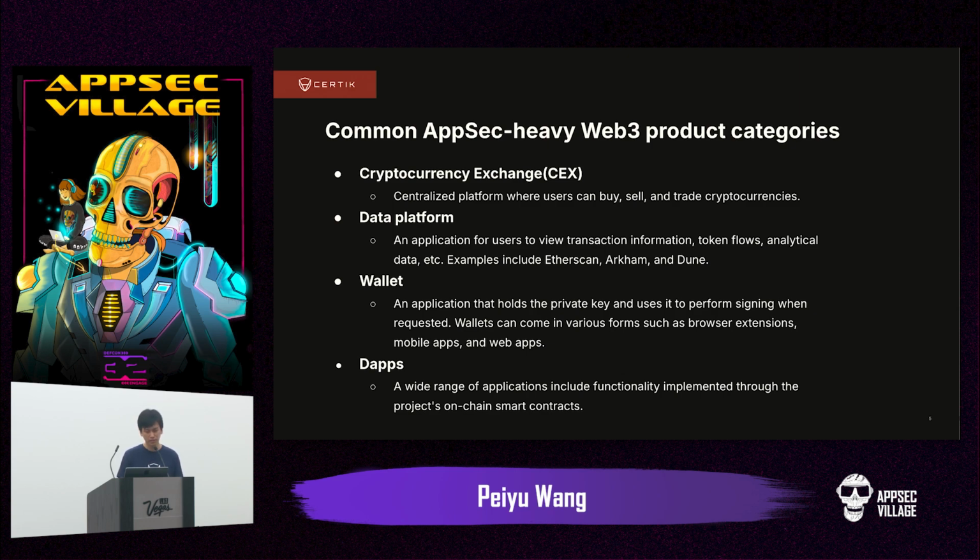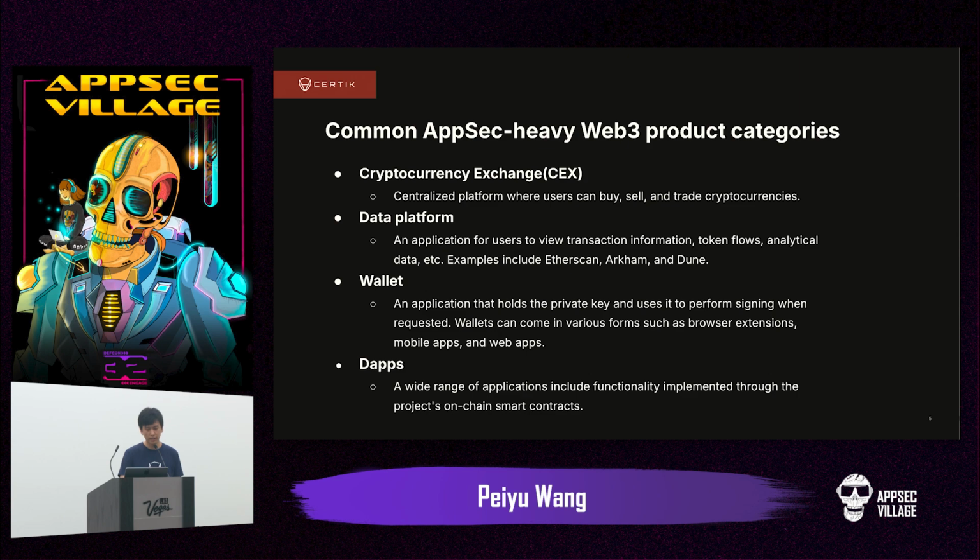The first one is centralized exchanges, such as Coinbase and Binance, which you're probably familiar with. Then there are data platforms. The raw data for blockchain transactions is extremely hard for people to read, so there are applications like Etherscan that help people read transaction data. And there's the wallet. A wallet is a type of application that holds the private key and performs signing requests when requested. The most popular wallet is probably MetaMask.